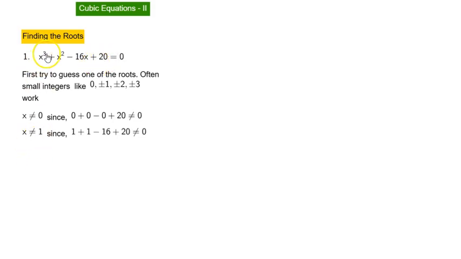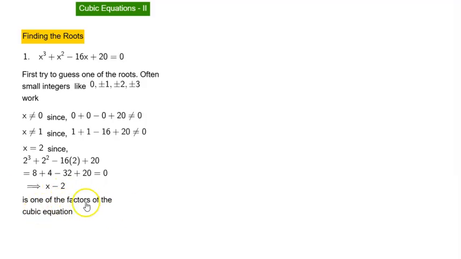Now, let's say x equal to 1. So we have 1 cube, 1 plus 1 minus 16 plus 20. So again, not equal to 0. Now, x is equal to 2 works, since 2 cube is 8 plus 4 is 12. 12 minus 32 is minus 20. Plus 20 is 0. So which implies that x minus 2 is one of the factors of the cubic equation.